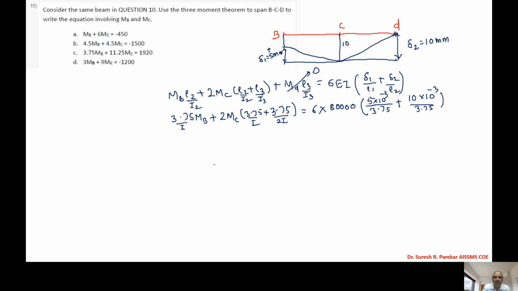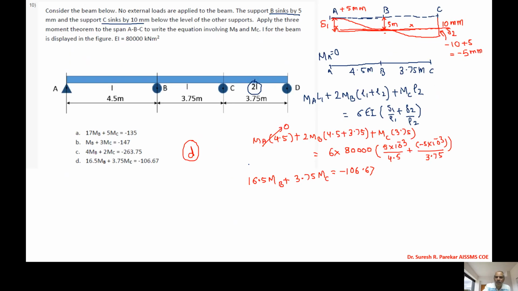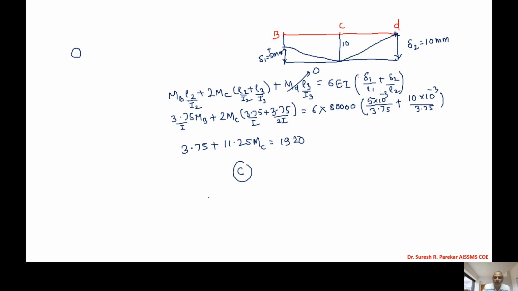Now if we solve this, then we will get it as 3.75 plus 11.25 MC, and that is equal to 1920. So this we have, that is option C. 3.75 MB plus 11.25 MC equal to 1920. The last equation you can see, 16.5 MB plus 3.75 MC, and that is equal to minus 106.67.